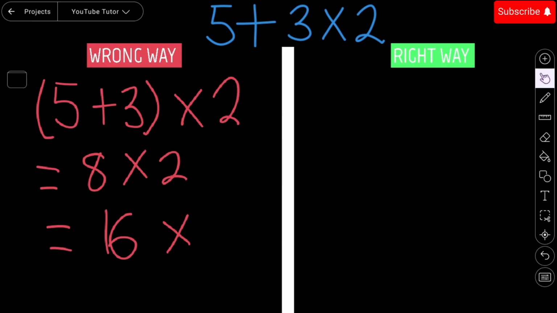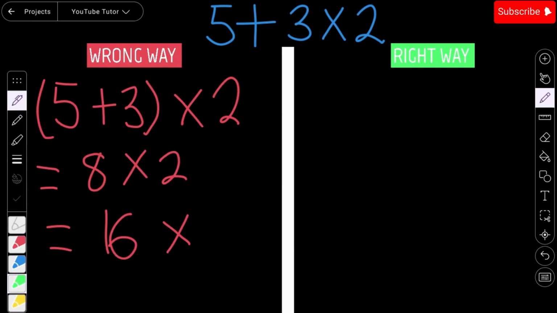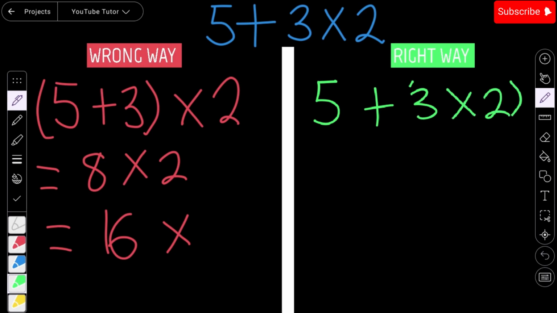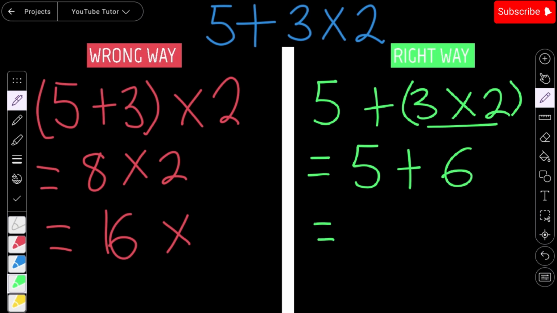So for the right one, we do 5 plus 3 times 2 and put the 3 times 2 rather in parentheses. You'll get to know why. So now, moving on, we get 5 plus 3 times 2, which gives us 6. So 5 plus 6 ends up giving us 11.